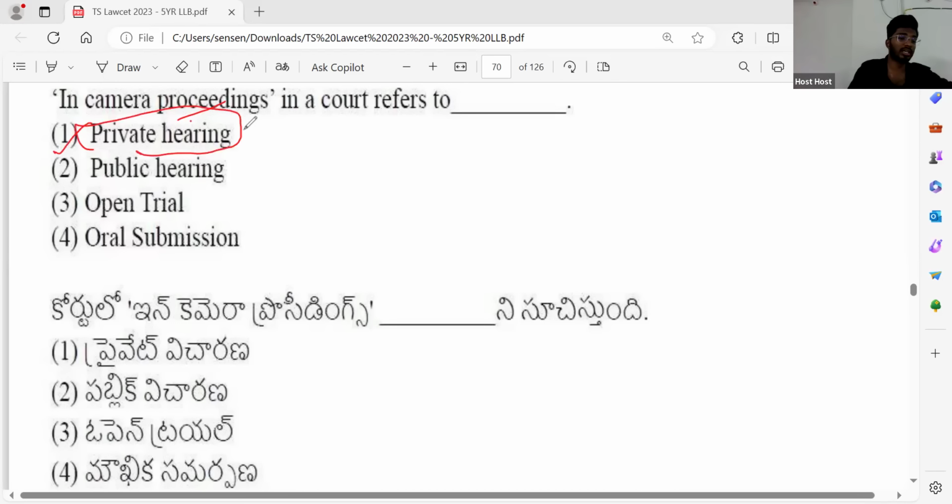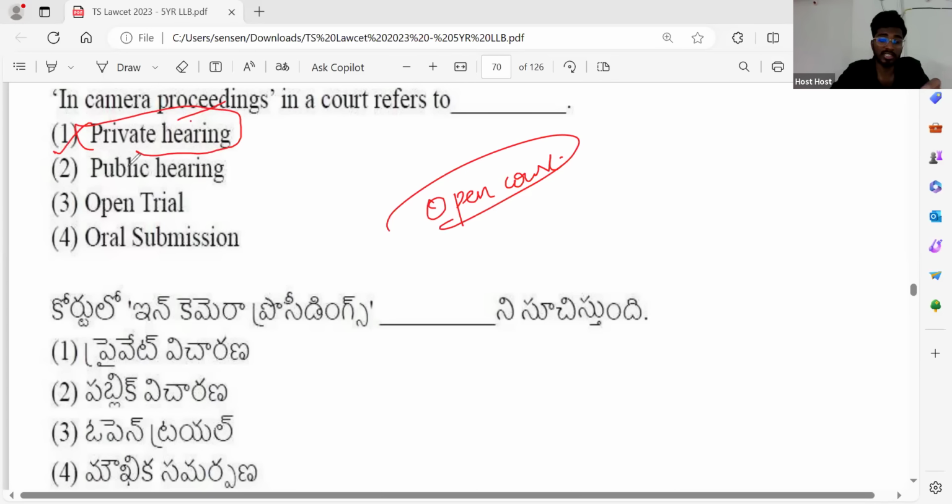So generally, in all other cases, the cases are held in an open court. Open court means that everybody will be there and we will pronounce the judgment. But in some very sensitive cases, it can be a personal matter, right? Let us say, for example, it is a matter of sexual assault on a child. We will not discuss it publicly in front of everyone. So we will discuss it in a closed room. Clear, Ganeshwari? I think yes.